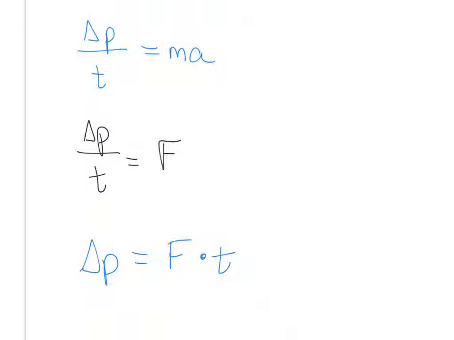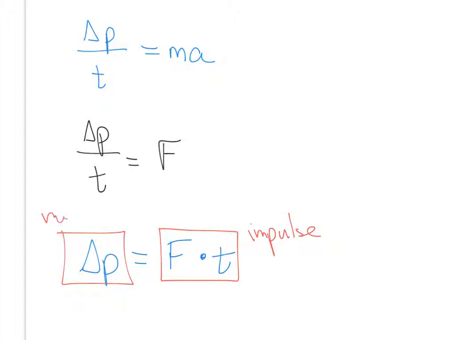Okay, so this is what we're going to call our momentum impulse theory. Let's jot that down. Momentum impulse theory. And let's talk about its significance here. This quantity is called impulse. And this is your momentum. And it's clearly the momentum change. Right, the change in momentum.